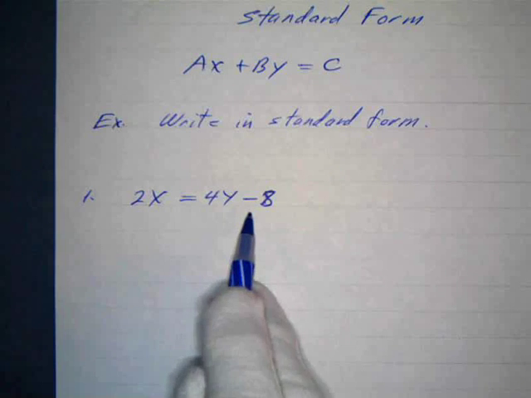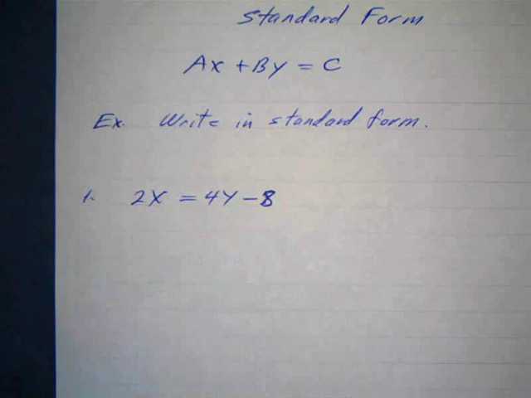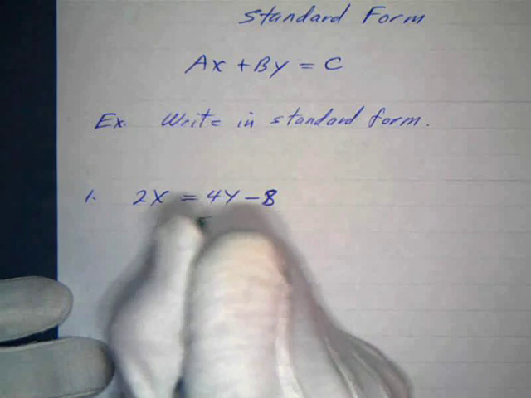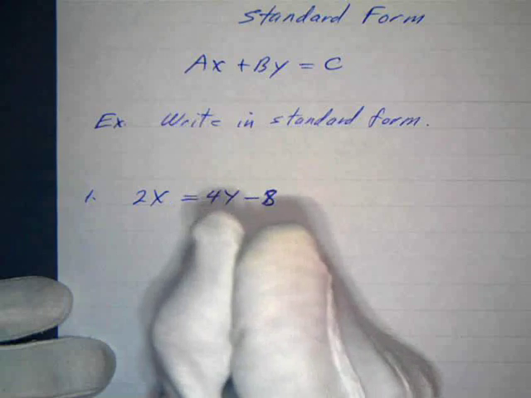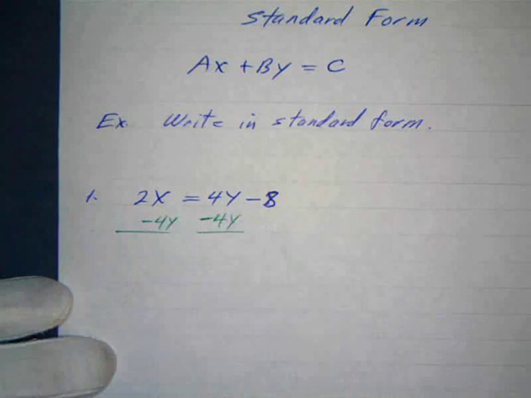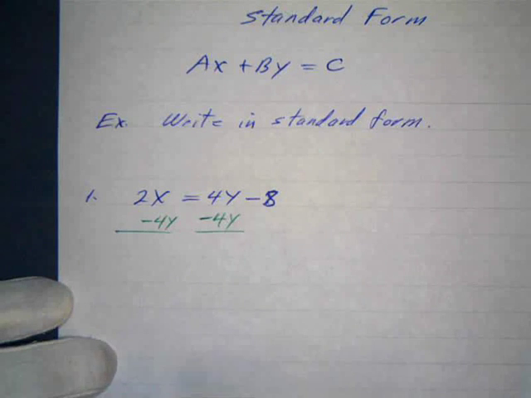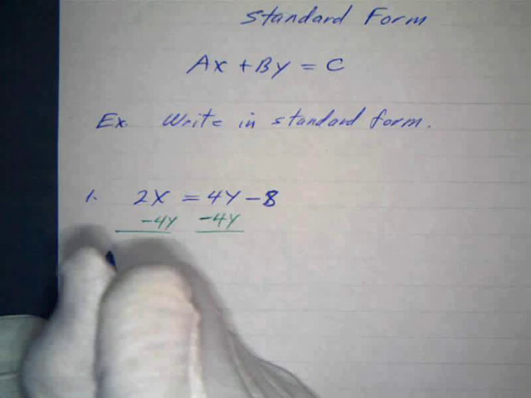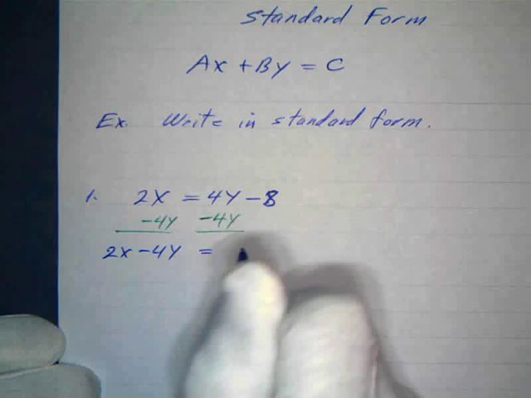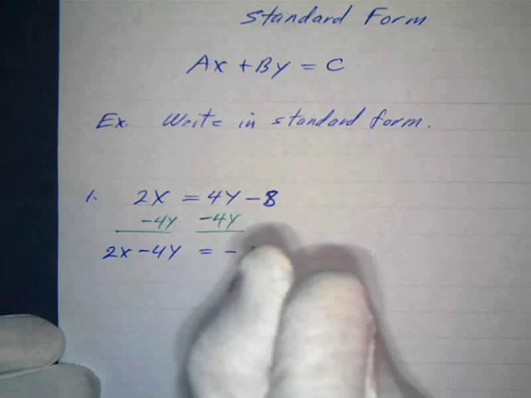So I see this, and again, my x's and y's are not on the same side. So I can fix that pretty fast just by using my properties of equations and transforming the equation. So what I'll do is, first of all, subtract 4y from both sides to get all my y's on the left. So I'm going to move the y's on the right by subtracting 4y from both sides. And now I've got 2x minus 4y equals negative 8.